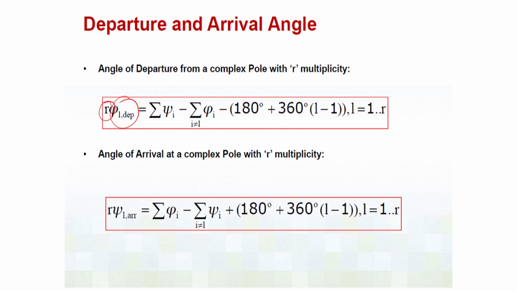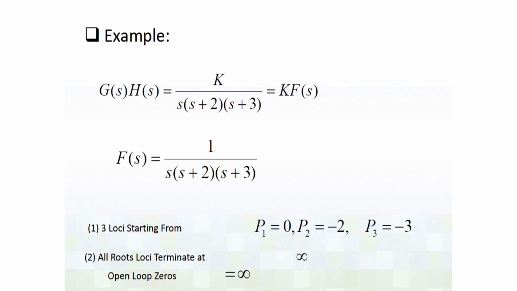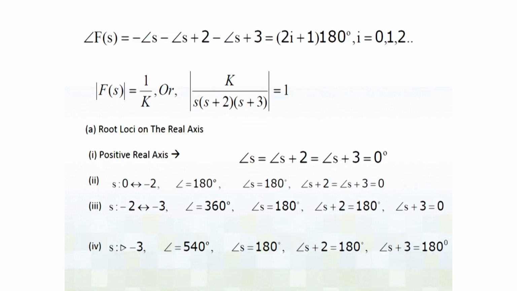I will now do one example. So, look at this example where I have 3 poles, one pole at 0, one pole at -2, one pole at -3. So, you have 3 pole system, and because there is no 0, that means all the poles are going to meet the zeros at infinity only. So, we have to also draw the asymptote in this case. So, let us see how we are going to do the root locus.